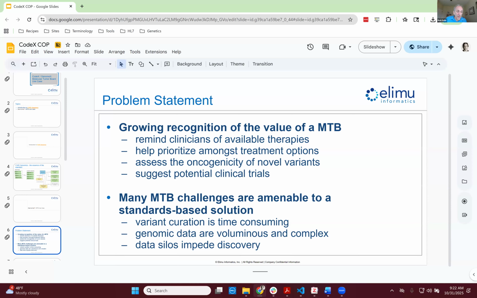And it turns out that FHIR-based standards can provide solutions for a number of the challenges faced by the community that's developing molecular tumor boards, molecular tumor board applications. We can dramatically speed up variant curation.